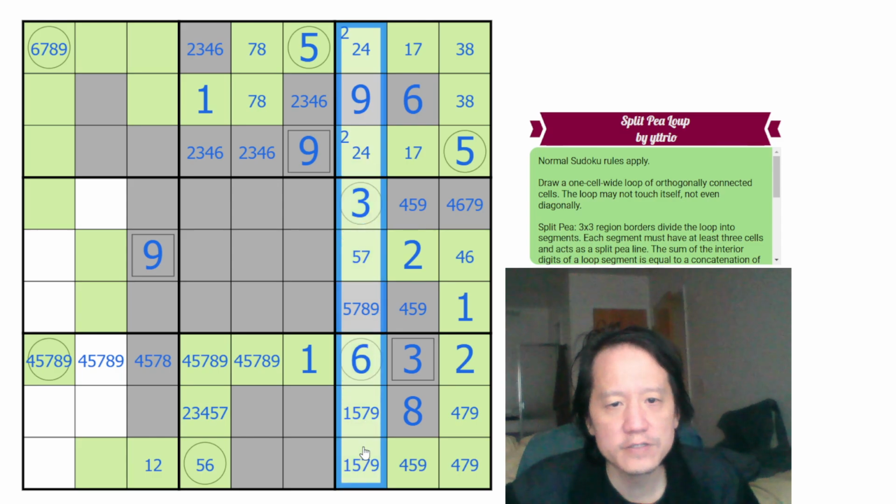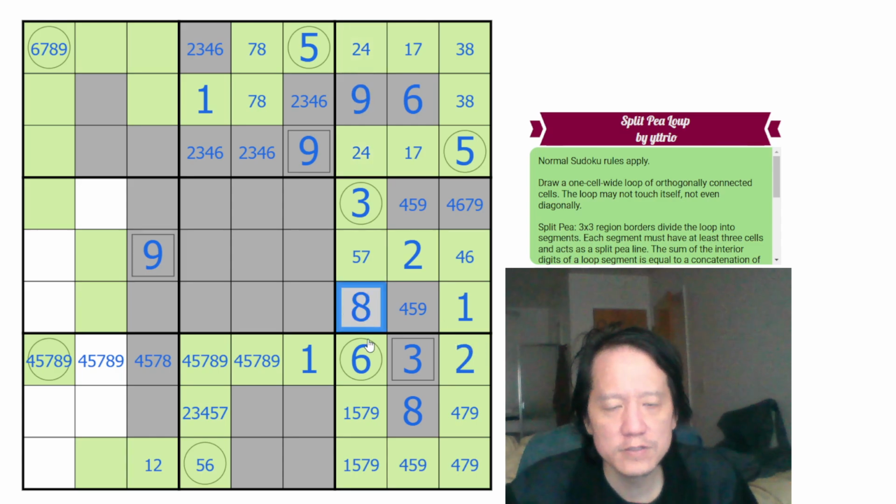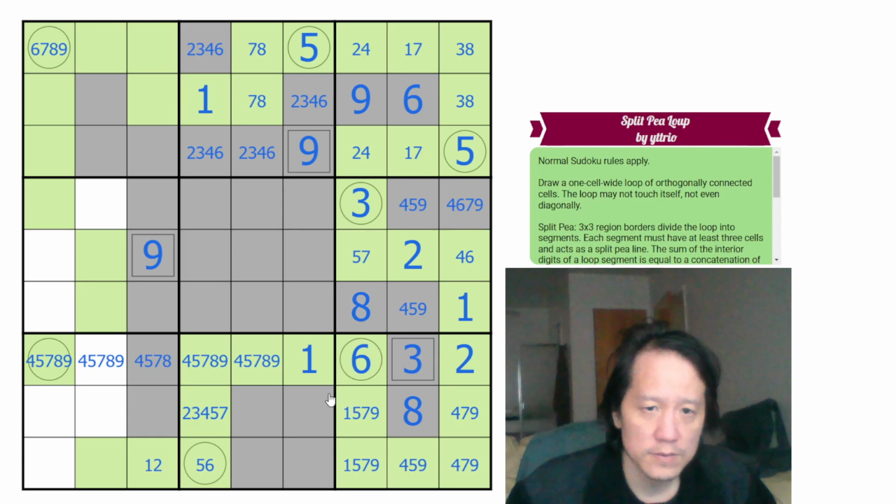Where is 8 in column 7? It can't be here because of this 8. Can't be any of these. We can remove the 2 on the outside. Therefore, this must be 8. Okay, so this is 24.